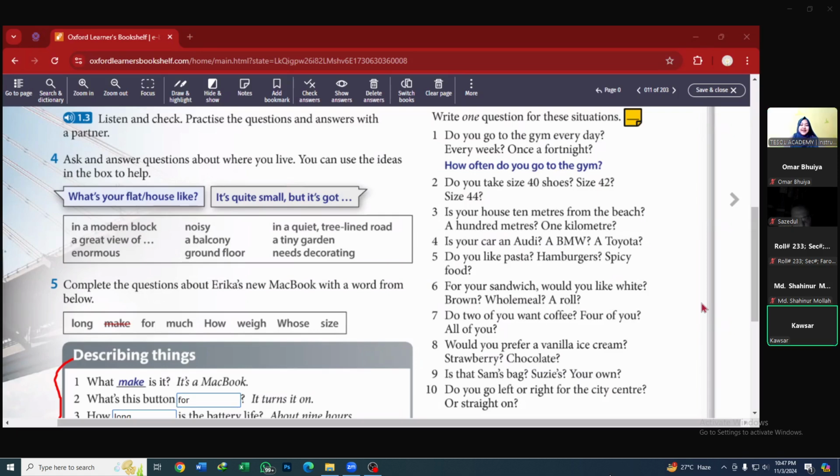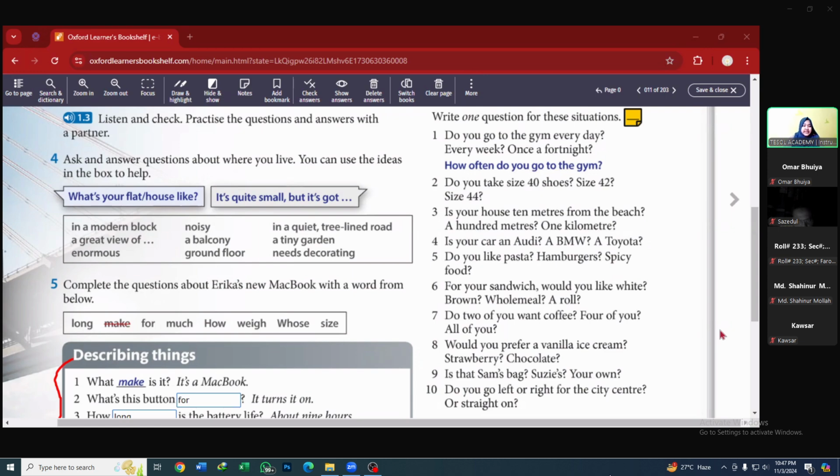What kind of, do you like coffee? No, we're asking about how many of them want coffee. So what will be the question? How many do you like coffee? How many of you would like coffee? Okay, yes, good. So how many of you want coffee or how many of you would like to take coffee? Because it is written 2 of you want coffee, so we will say how many of you want coffee. So number 7, the question will be, how many of you want coffee?